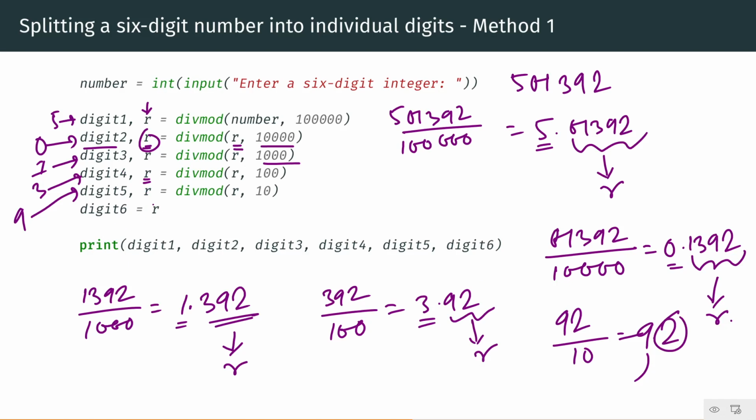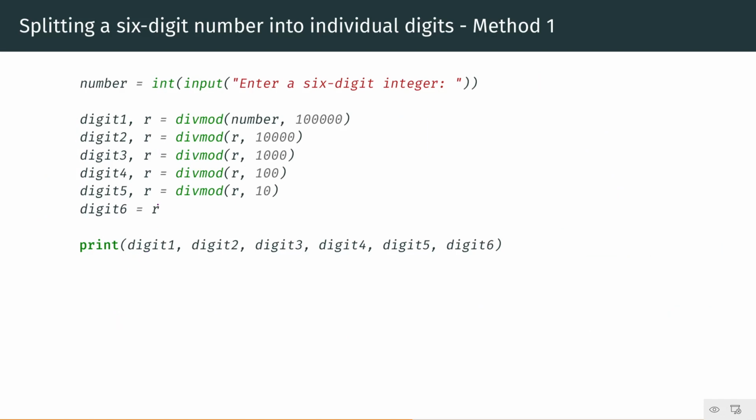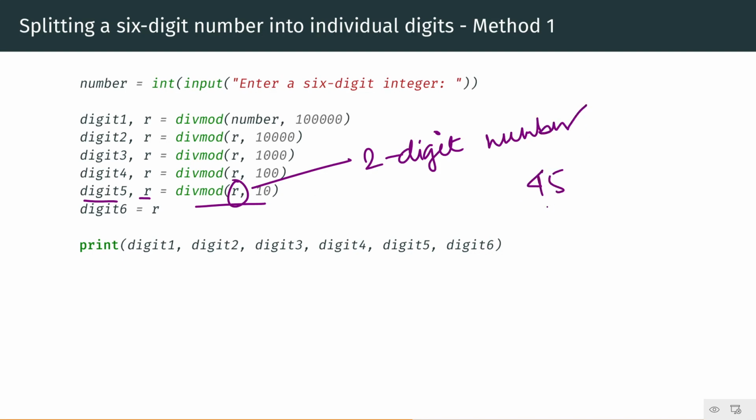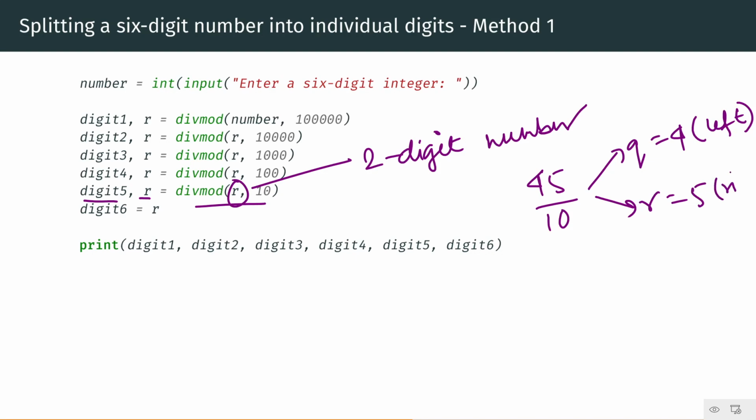So here what I did was, let me clear the screen for you. So I said digit 5, R equals this. By this time R is a 2-digit number, right? Because every time we reduce the number of digits in the remainder. Let's say it's 45 or something, right? So when you divmod 45 by 10, the quotient is 4 and the remainder is 5, right? Now if it's a 2-digit number, your quotient would be the leftmost digit and your remainder is the rightmost digit, right?